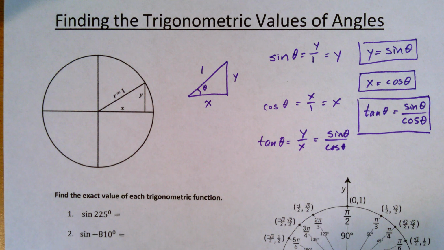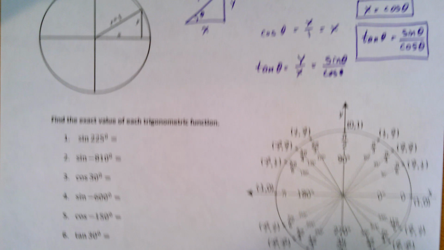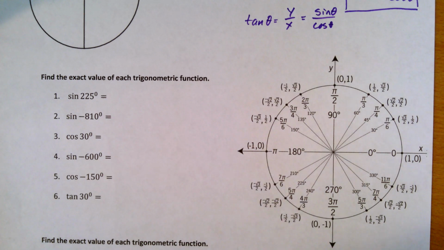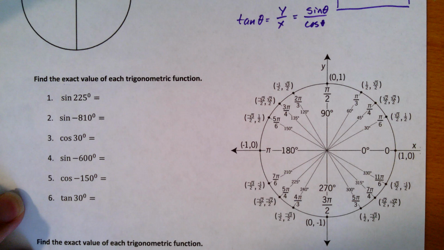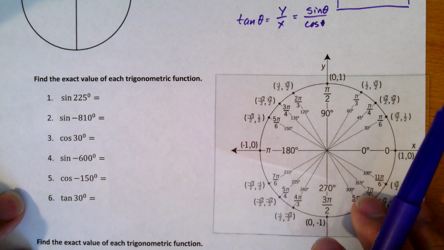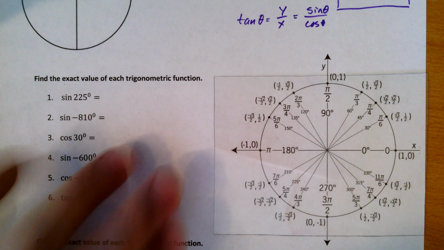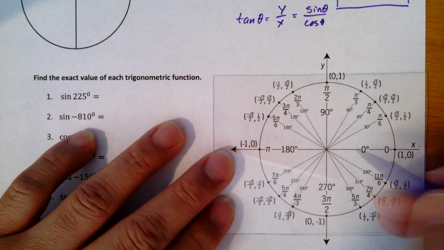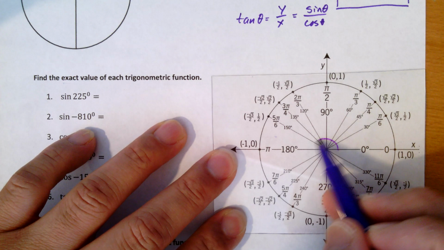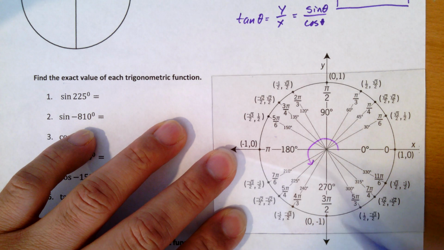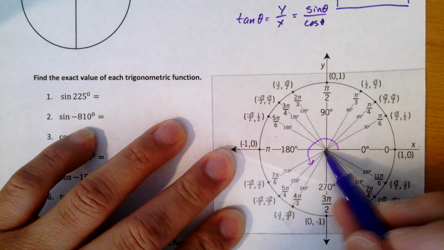So to find exact values of angles, let's go up here. Let's start with number 1. We want to find the exact value of sine of 225 degrees. So we go to our unit circle over here, and I'm going to go 225 degrees from the standard position. So I'm starting here, and then I'm going to go to 225 degrees. So this is the angle where I'm at.